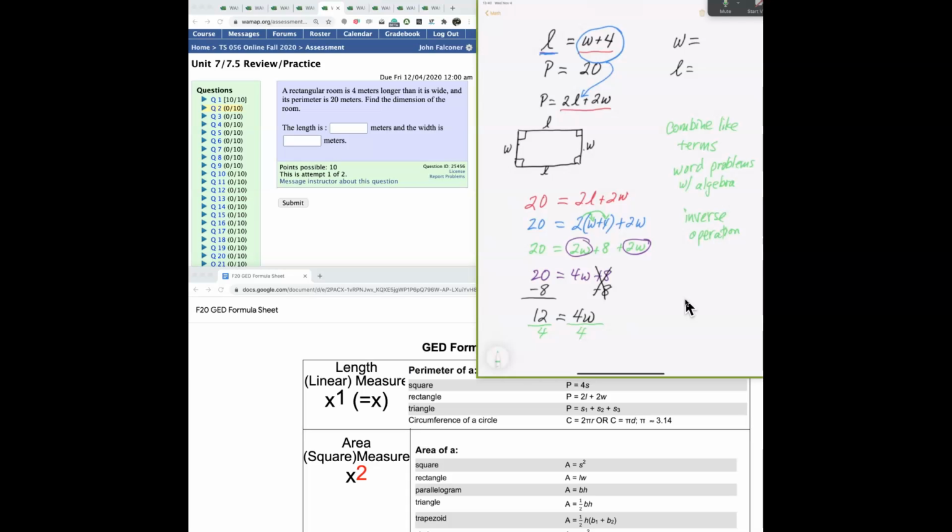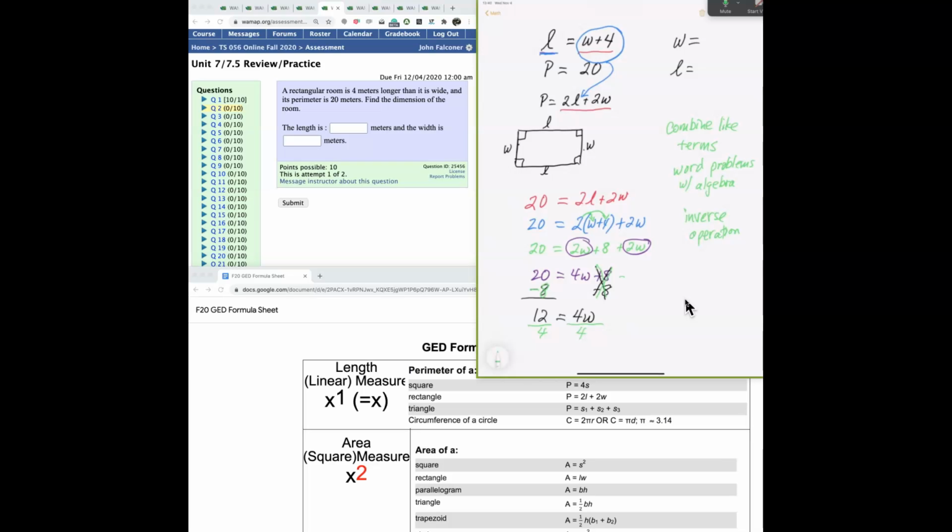And all you do is look for the number that is affecting what we're trying to isolate, which is W in this case. Up here we had positive 8. 8 was being added to the W, so we were going to use the inverse and subtract. We just subtract that same number. We got rid of the 8 and we subtracted 8 from this side, leaving 12.